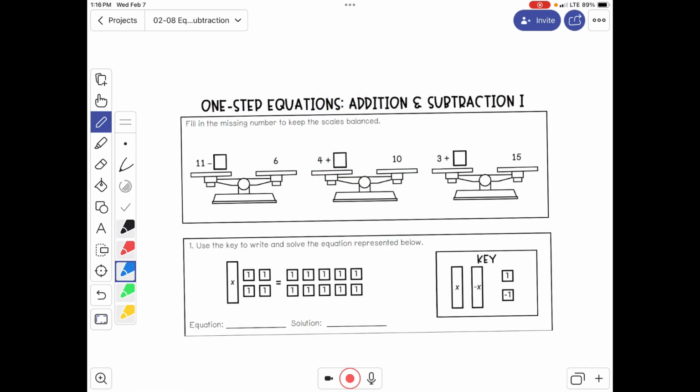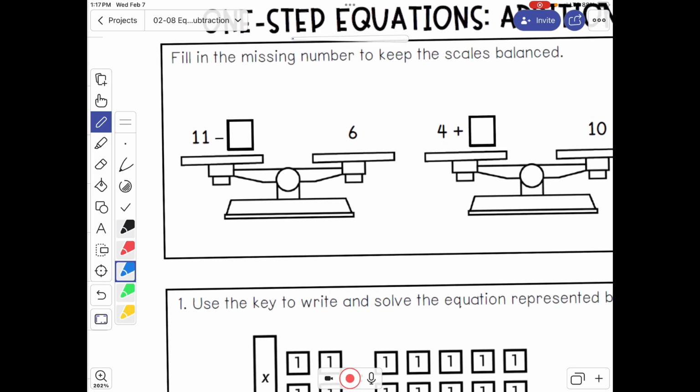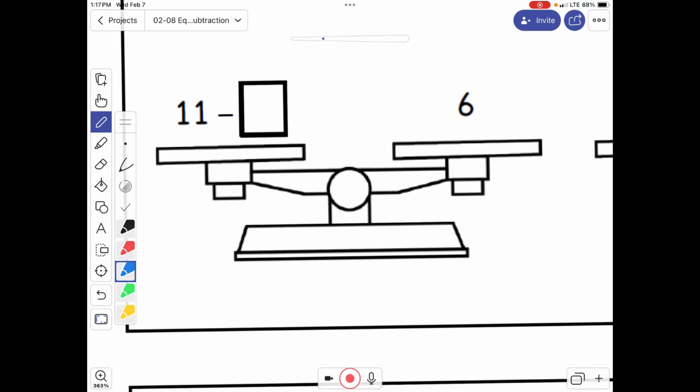We're going to start with one-step equations that have either addition or subtraction. So let's look at these little balances. They're like the balances you would use in science. And balances are like equations. Both sides have to be equal for it to be balanced.